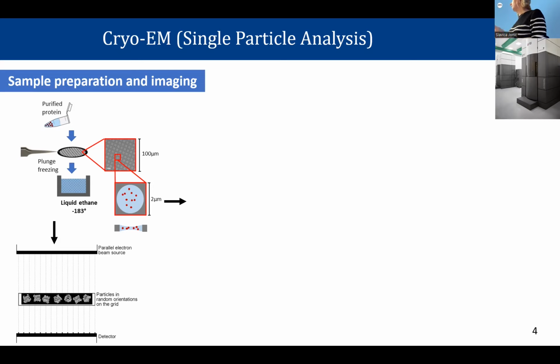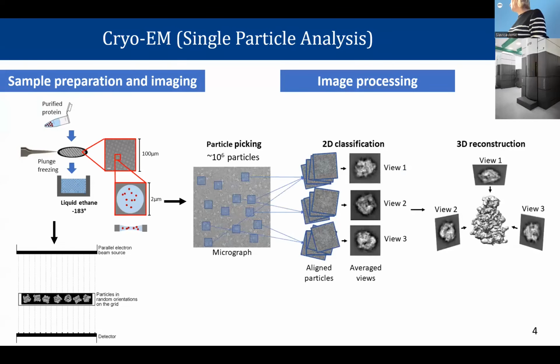They are random and unknown. So this is what you have schematically. The electron beam goes through the sample, so it is a parallel beam projection geometry, and the image is collected on a detector. The image contains different complexes. We hope that they are the same, and ideally of the same structure, the same shape.